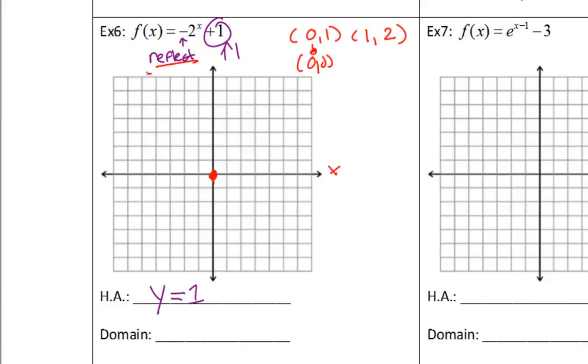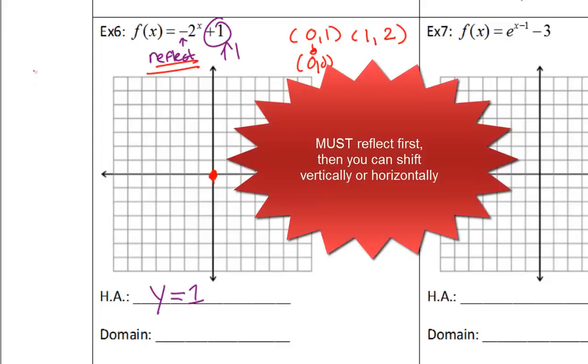Please note you must reflect first and then do any kind of vertical or horizontal shifts. Again, you must reflect first. If you have a reflection, you must reflect first and then do other shifts.